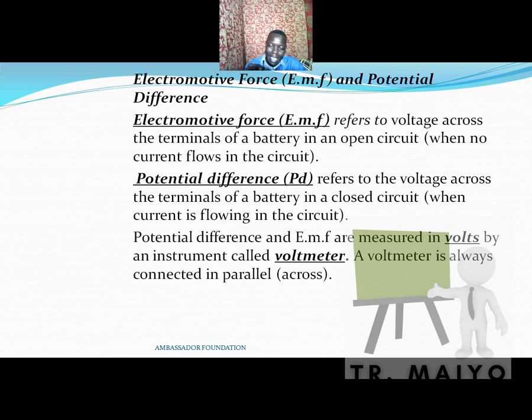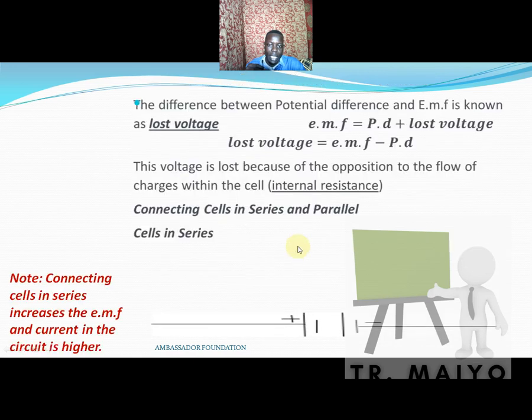But when the cell is used to light a bulb, or is functioning to light a bulb, and then you measure its voltage when it is functioning, you will get a lower voltage simply because some of it is being used to drive the current. Now, that one would be called the potential difference. It refers to the voltage across the terminals of a battery in a closed circuit, when current is flowing in the circuit. All of them are measured in volts, and they use a voltmeter as I have said earlier.